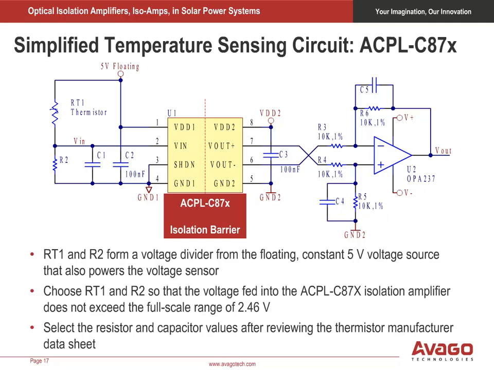Connecting the ACPL-C87X to build a temperature sensing circuit is very similar to the voltage sensing circuits we discussed earlier. A thermistor is sensitive to temperature, and it changes resistance when temperature changes. In this circuit, we use the 5-volt floating power supply to bias the thermistor. When temperature changes, the thermistor resistance changes, and so does the current flowing through the resistor R2. This causes a change to the ACPL-C87X's input voltage. The temperature change information is sensed and transmitted across the optical isolation barrier.